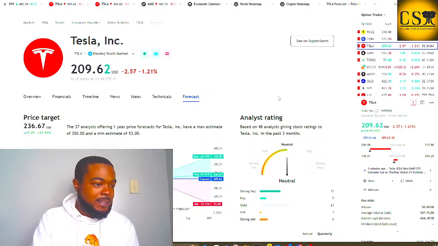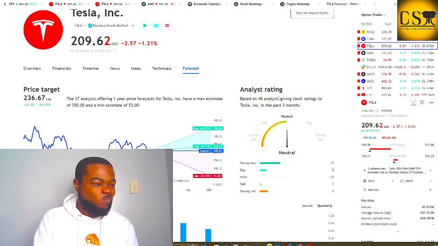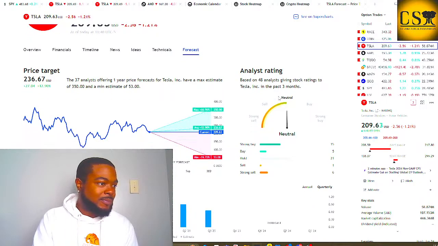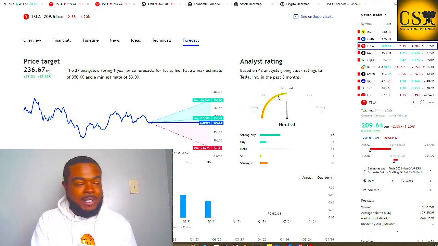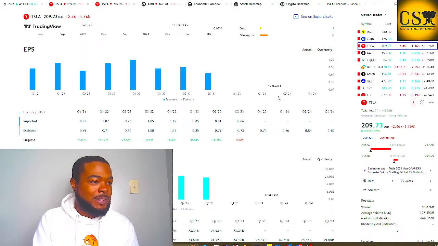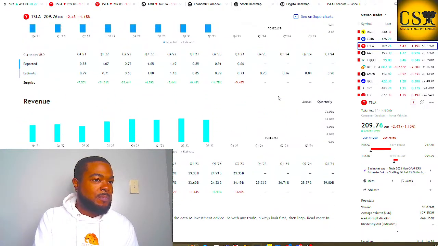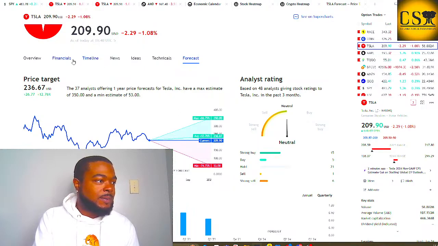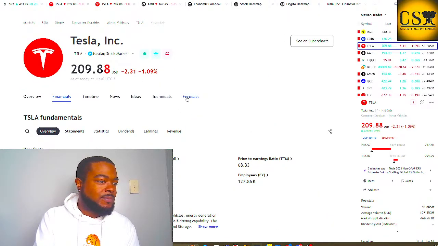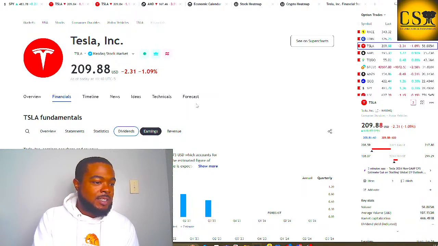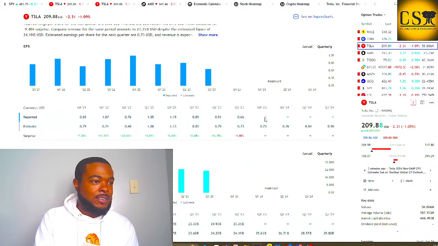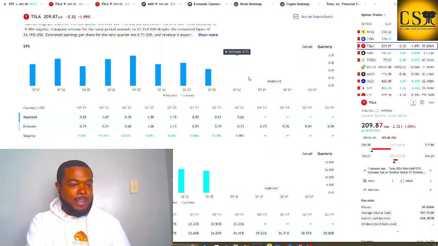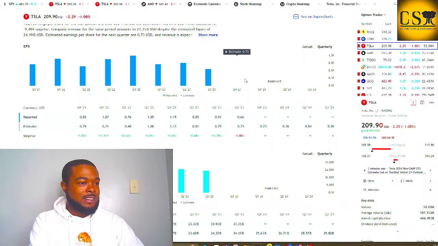Alright, the average price target is 236. That's still a good 15% increase from where it's at right now. Let's go to the earnings. Let's see what they're forecasted going forward. If these bars going forward in their earnings forecast were getting smaller and smaller, I'd be worried, because that means they're projecting that they're going to be making less money. These projections are going up though. These forecasts are going up, so that's a good sign.